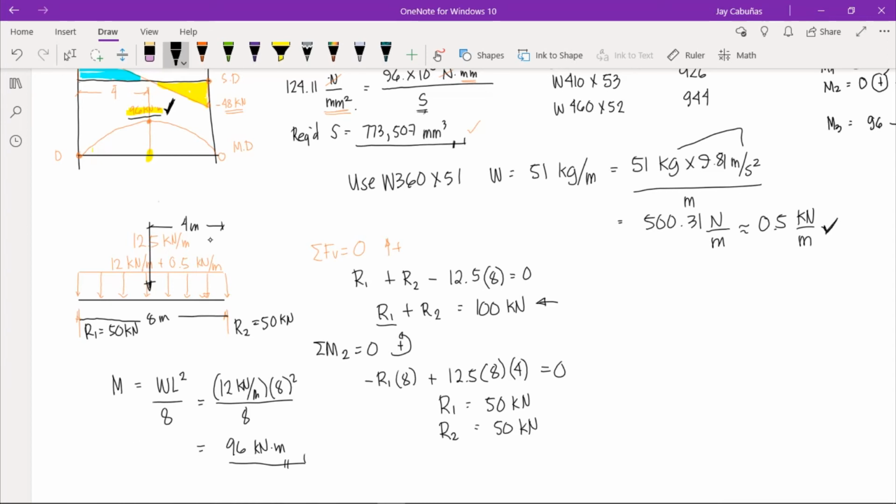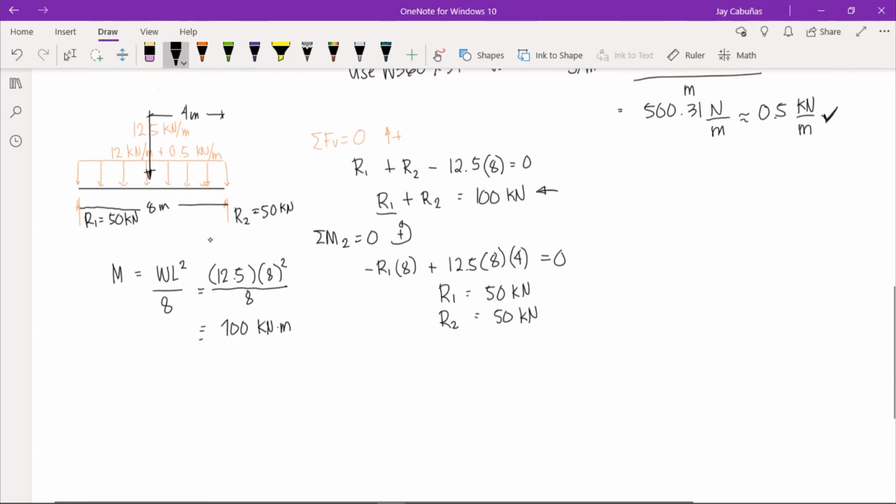Okay, now let's go back to our new load diagram here, in which we have 12.5 kilonewton per meter. So we have W, which is 12.5 kilonewton per meter, times the length, 8 squared over 8. We have our maximum moment here, which is equal to 100 kilonewton meter.